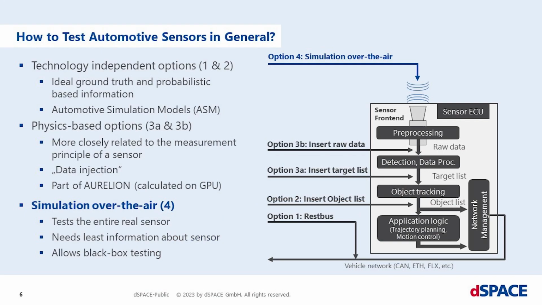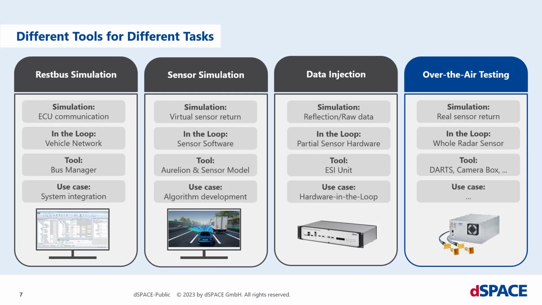Today, I will focus on over-the-air testing of radar sensors. This is the method where DARTS is used standalone or with a radar test bench. But to give you a little bit of context, I will also shortly touch the other sensor simulation methods. The ResBus simulation is used for the previous option 1 and 2. The whole communication of the sensor ECU is simulated and injected into the vehicle network with the bus manager. There may not even be a sensor involved. This is useful to test if a sensor, like the simulated one, would integrate well with the system.